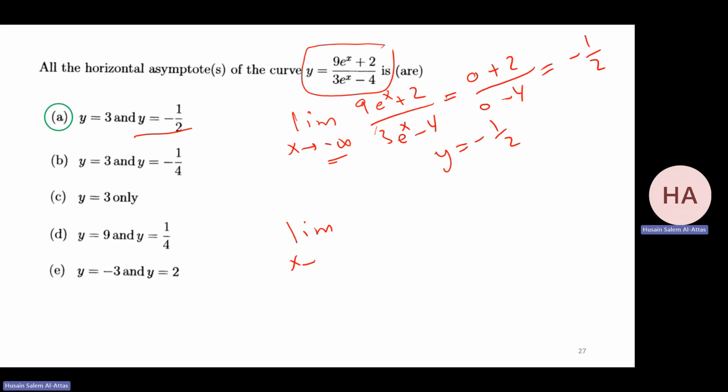Limit as x goes to infinity. I will do it. But I need to do what? One factor.